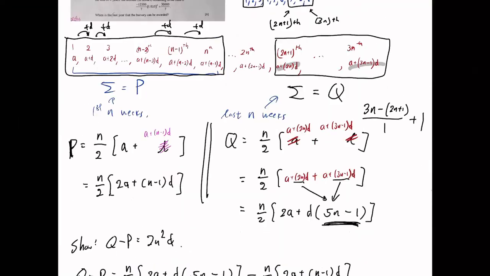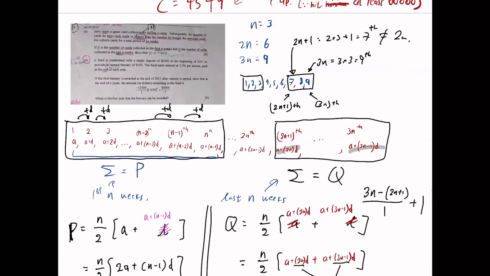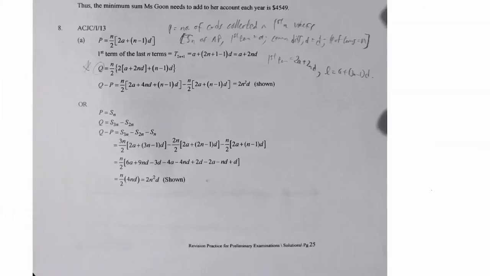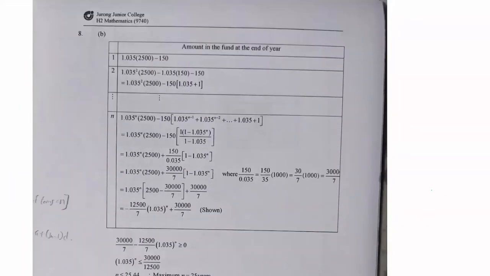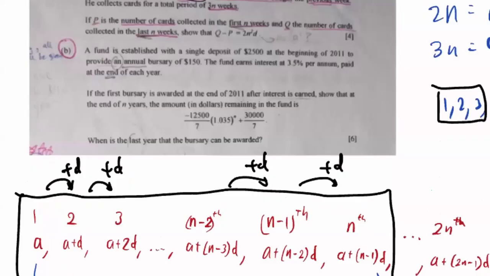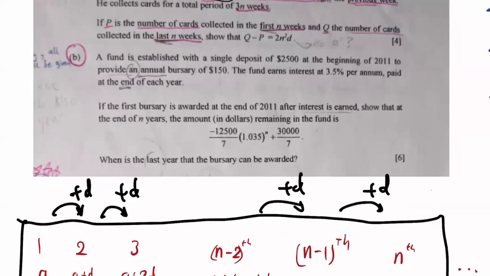So now I'm just going to go to the solution already for part B. For part B, you can go and look at how they did it. I need to read the question first. Part B: a fund is established with a single deposit of $2,500 at the beginning of 2011 to provide an annual bursary of $150. So that means there is this government agency who is collecting money.